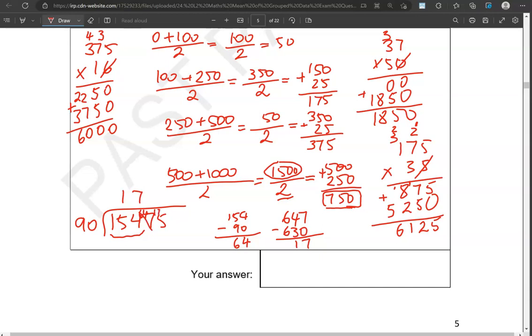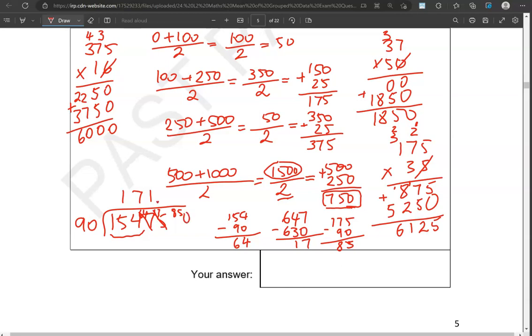So now, how many 90s into 175? That's going to be 1, because 2 lots of 90 would be 180, and 175 is less than that. So 175 take away 90. So that gives us 85. We've run out of digits, so I'm going to put a decimal point here.